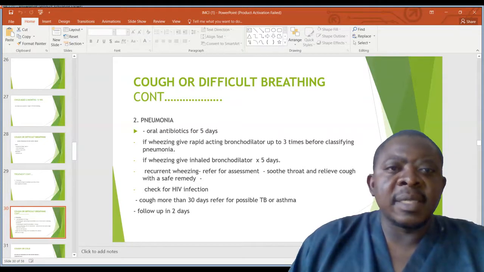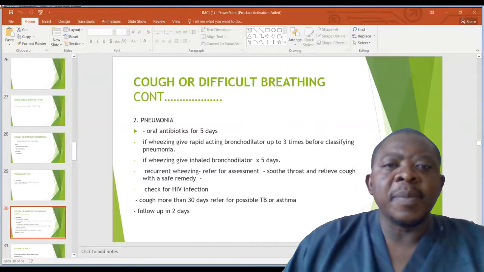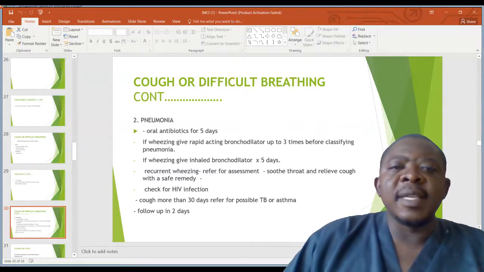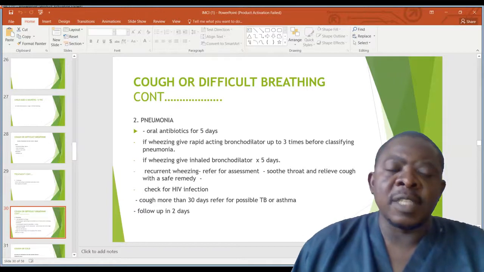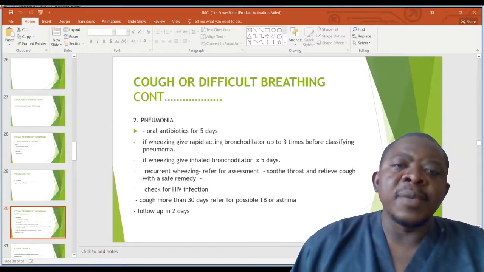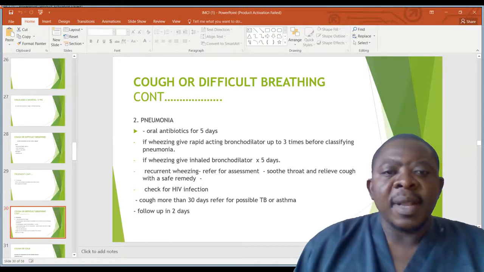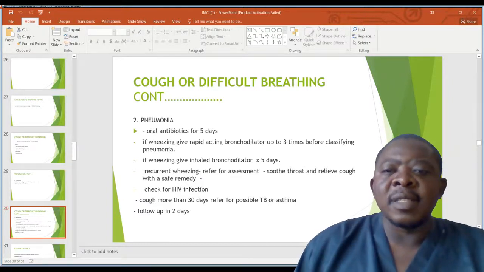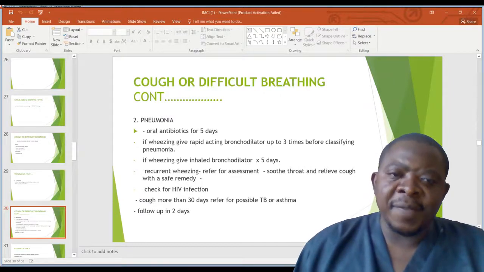Then for cough or difficulties in breathing with the color shade yellow, that is pneumonia. Okay, so give oral antibiotics for 5 days. If wheezing, give a rapid-acting bronchodilator up to 3 times before classifying as pneumonia. If wheezing, give an inhaled bronchodilator for about 5 days. Then for recurrent wheezing, you can refer for assessment, soothe the throat, and relieve cough with a safe remedy. You can also check for HIV infection.